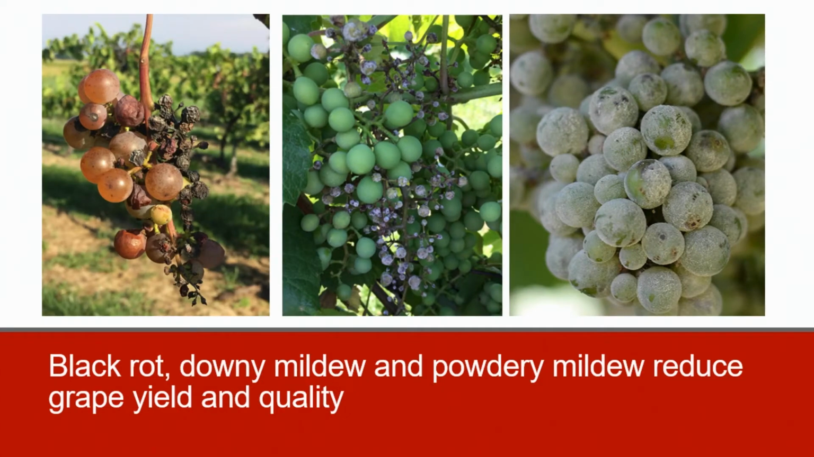Black rot, downy mildew, and powdery mildew are the three fungal and oomycete diseases that impact grape yield and quality the most in the United States. In the Great Lakes and southeastern growing regions, downy mildew is considered the most destructive of the three diseases. In the western United States, powdery mildew is the most destructive.